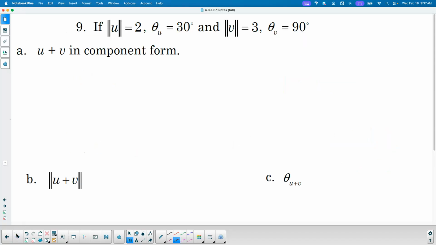All right. So here's the magnitude of u, here's u's direction angle, here's the magnitude of v, and here's v's direction angle. We want to find the vector u plus v in component form. We want to find the magnitude of vector u plus v. And we want to find the direction angle of vector u plus v.